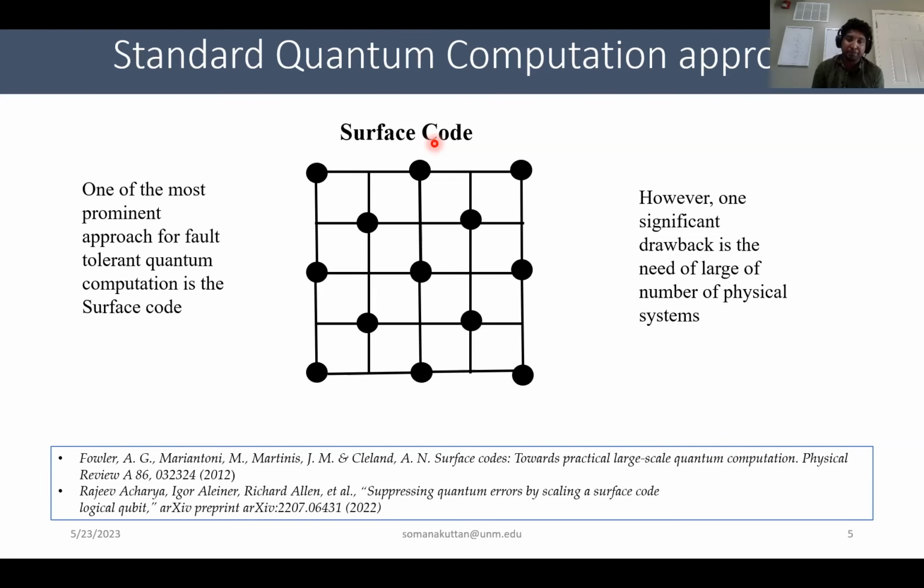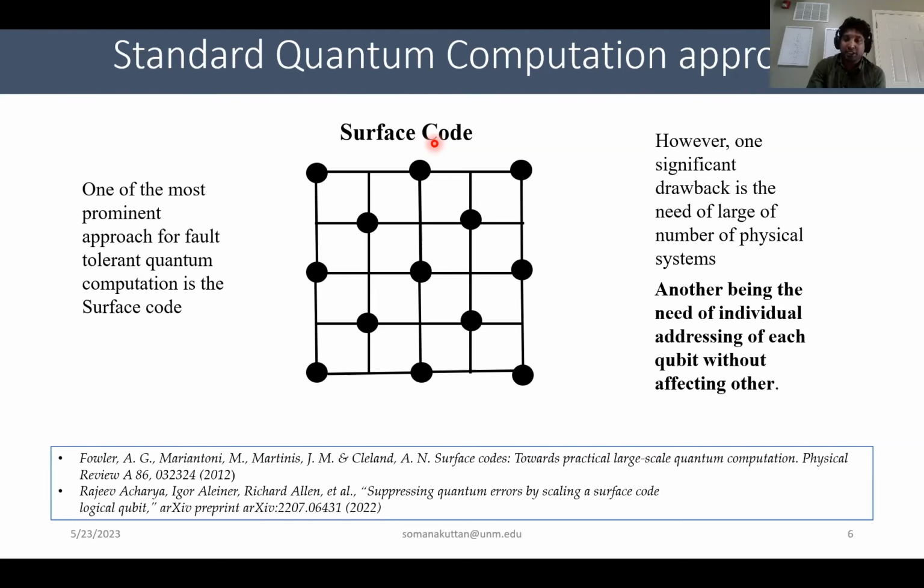There's also one more disadvantage. These black dots are basically qubits, and we need to individually address them. Let's say we address one qubit; we should not address the other qubits, which would cause crosstalk. That's another important error we should avoid when we think about surface codes.